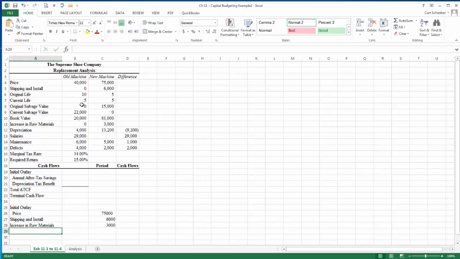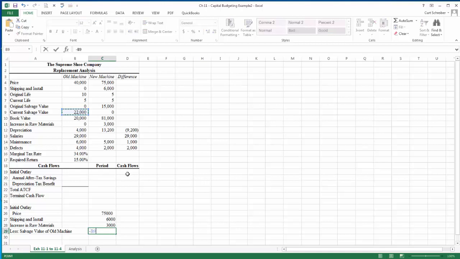However, we said that relevant to our decision is we can sell the old machine for 22,000. So let's say less the salvage value of old machine. So we're going to say minus 22,000 and hit enter.